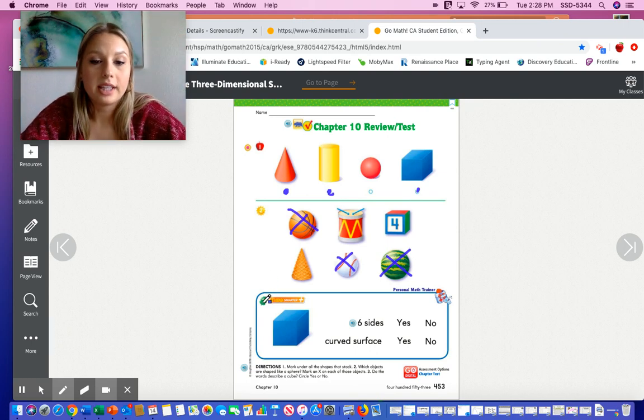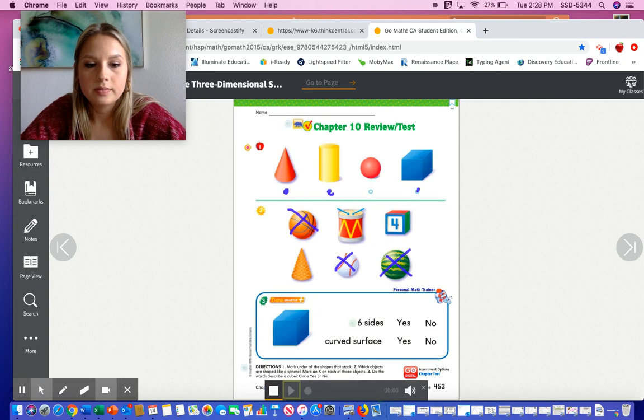Okay, find green leaf number 3. Put your finger on it. Do the words describe a cube? Circle yes or no. So here's our cube here. Let's listen to what it has to say. 6 sides. Curved surface. 6 sides, and down here says curved surface.